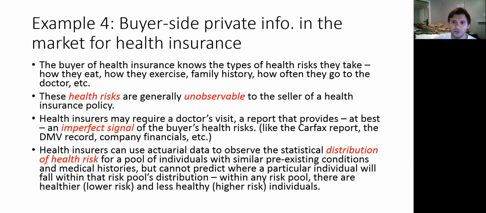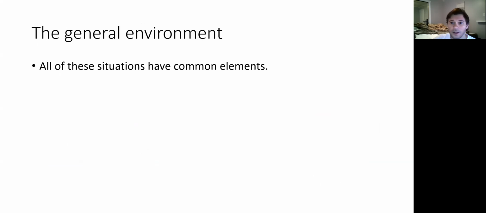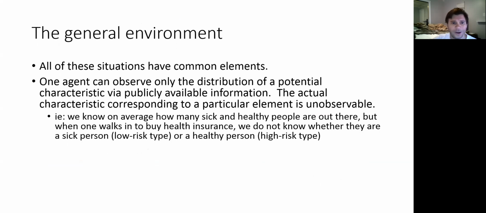Okay, so you'll notice all 4 of these examples had some very common elements. First, there was always one agent that could observe the distribution of a potential characteristic with publicly available information, but they couldn't tell which individuals fell into that distribution in which location. We know on average how many sick people and how many healthy people are out there, but when a person walks in to buy insurance, we do not know whether they're sick or healthy.